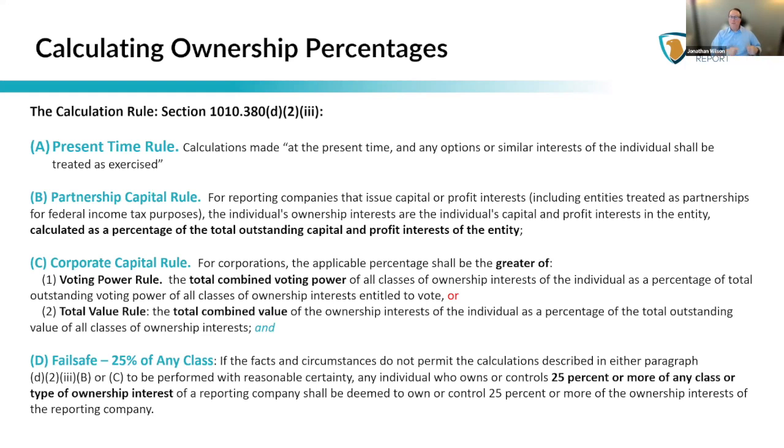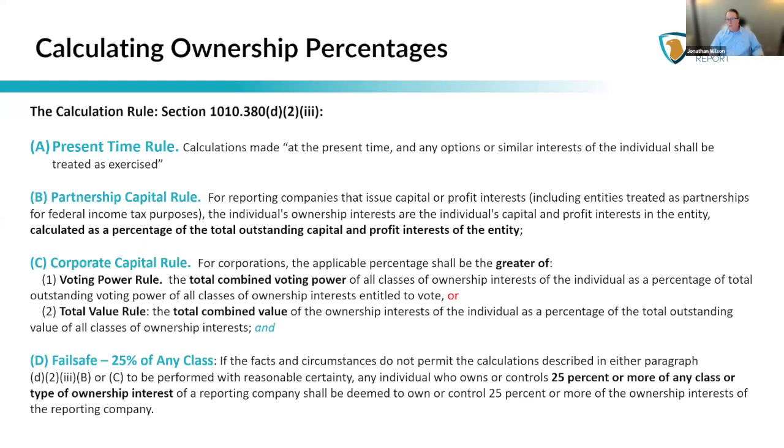When that happens, we conclude that the application of the partnership capital rule does not lead to a reasonably certain outcome. Reasonably certain is the language from the regulation. If the partnership capital rule doesn't lead to a reasonably certain outcome, then you apply the fail-safe rule. The fail-safe rule, and again, this is taken right out of the regulations, says that if the outcome is not reasonably certain, you need to treat as a beneficial owner any individual who has 25% or more of any class or type of security.